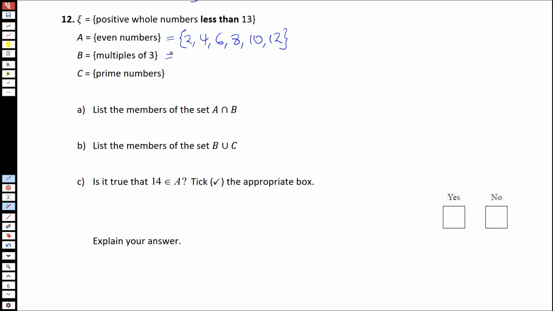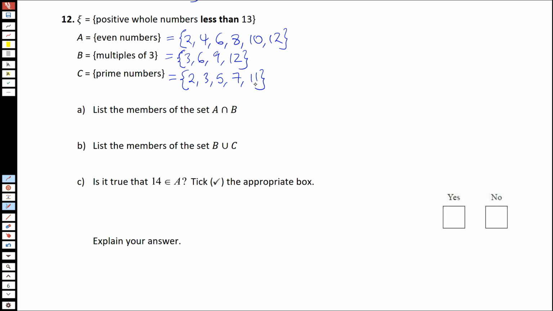And then B is multiples of 3. So that will be 3, 6, 9, and 12. And then C is prime numbers less than 13. So that will be 2, 3, 5, 7, and 11.